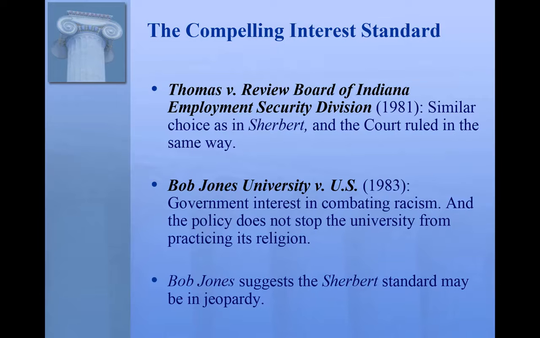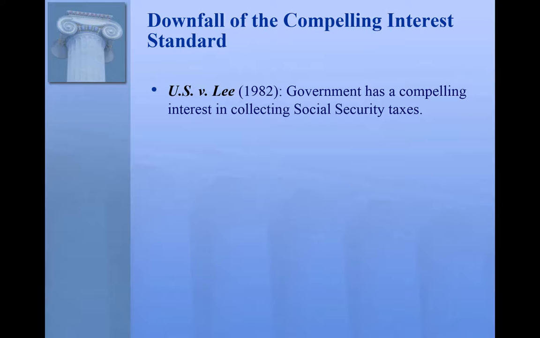So that's interesting then, because in Sherbert, the court rules in favor of free exercise. Thomas, rules in favor of free exercise. Bob Jones University, same test, but rules in favor of the government. Suggests the standard might be in jeopardy. I'm not exactly so sure, though. The text talks about the downfall of the compelling interest standard, and more we see the pendulum swinging away from the free exercise of religion and toward the government regulation.